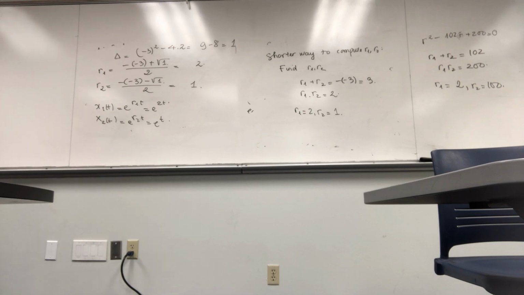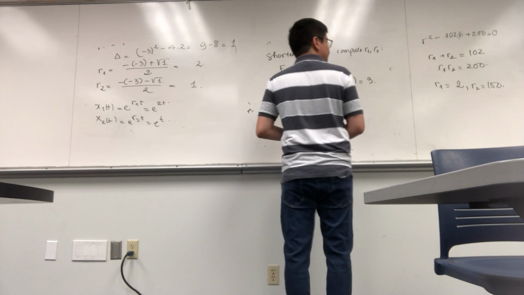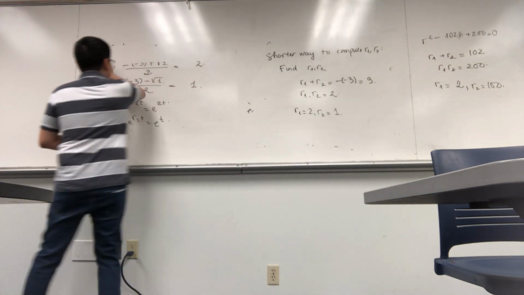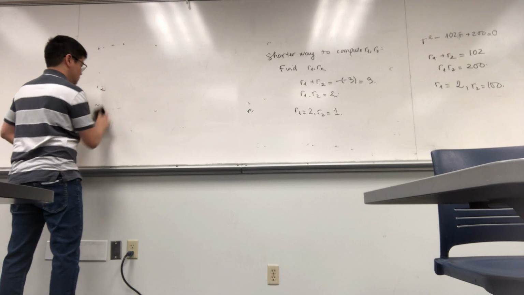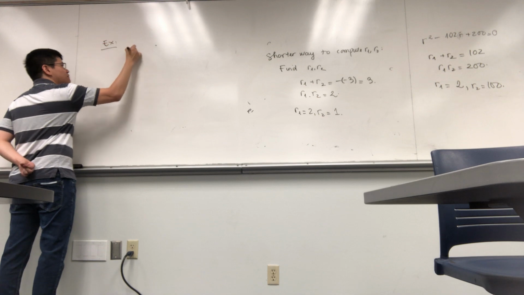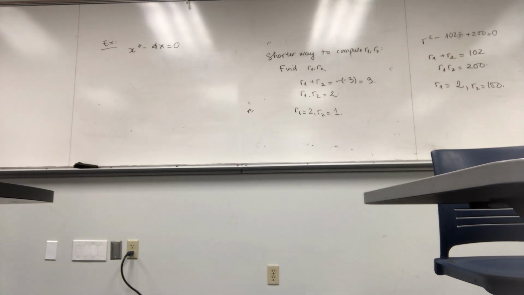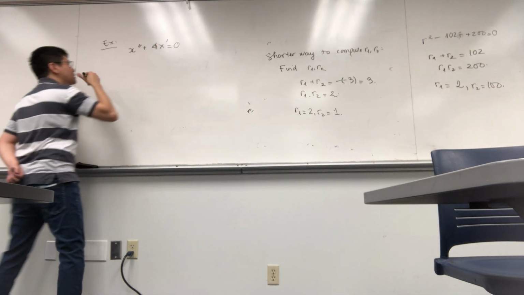So we finished the first case, which is the case when the delta function is positive. Let me consider another example so that you know how to do it better. Example number 2: you have x double prime plus 4x prime equals 0. Solution.